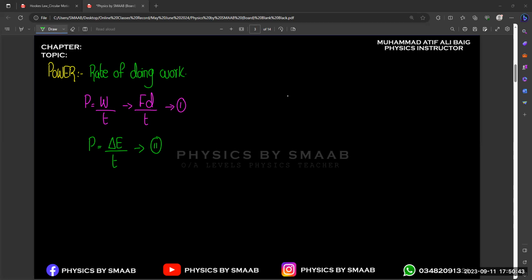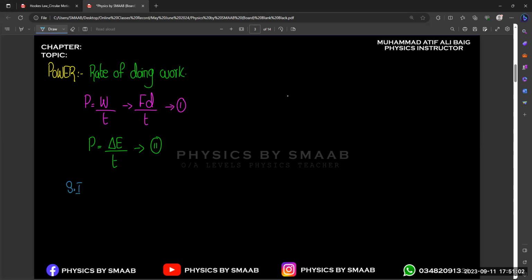And the second main thing is the SI unit for power. So what will be the SI unit for power? Any idea? Power is what? Yes, it's watts.